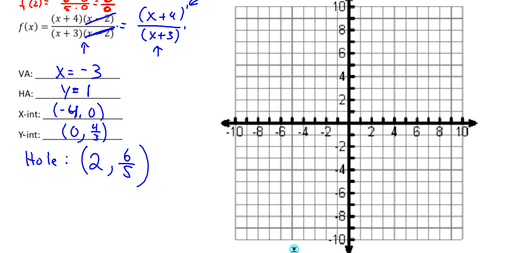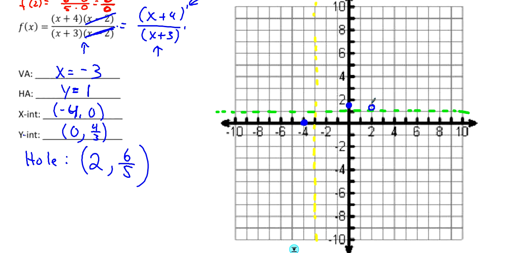So let's graph all of our rational function information. Our vertical asymptote is at -3. Our horizontal one is at 1. I have my x-intercept at -4. My y-intercept is (0, 4/3), which is here. And now I have to graph this hole, and we're going to graph it as an open circle. So we're going to come over here, 1, 2, and 6/5 is right here, and we're going to graph a little open circle right there where it would have been.